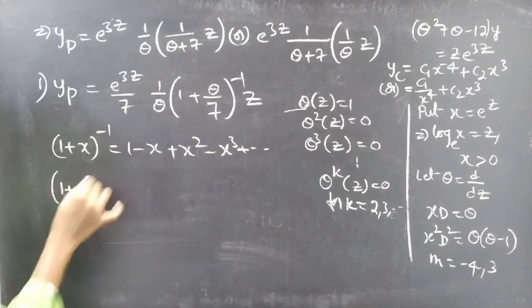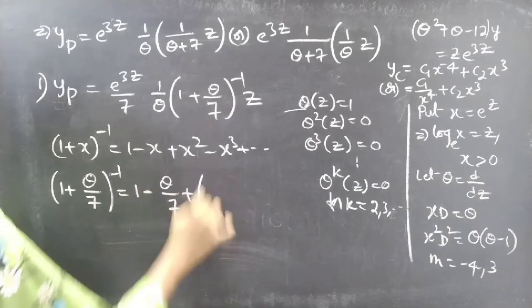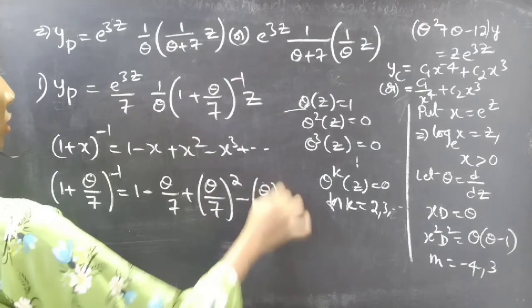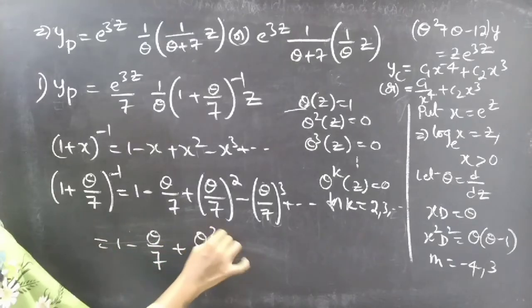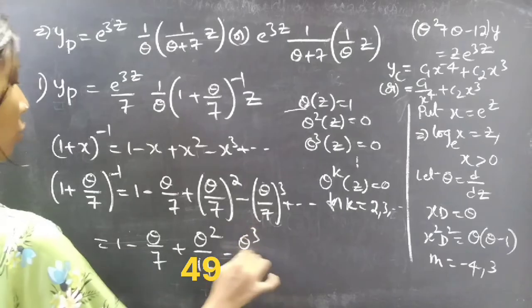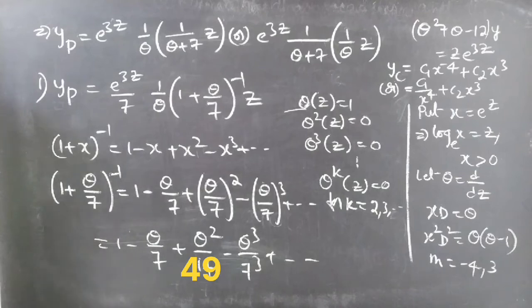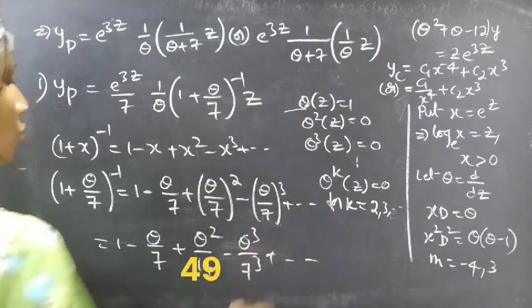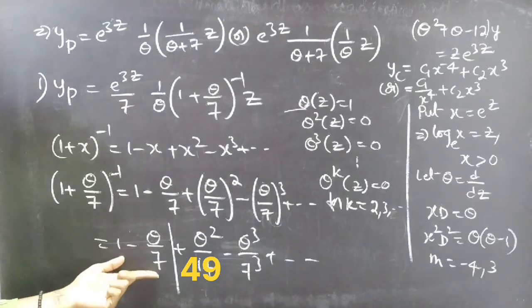Let's expand 1 plus theta by 7 whole inverse, which is equals to 1 minus theta by 7 plus theta by 7 whole square minus theta by 7 whole cube plus so on. This is equals to 1 minus theta by 7 plus theta square by 49 minus theta cube by 7 cube plus so on, right? So here we know that the values of z for theta square, theta cube and so on are zeros, right? So we can neglect higher derivative terms completely from here. Then only first two terms we can use.